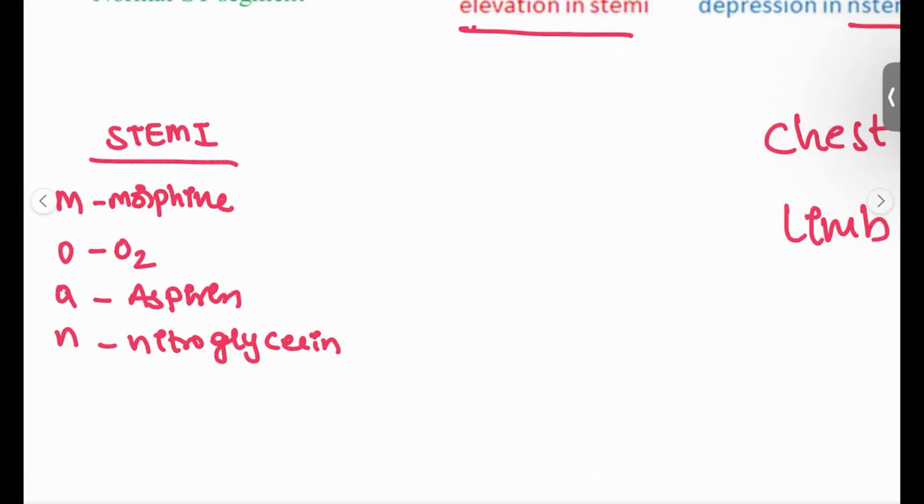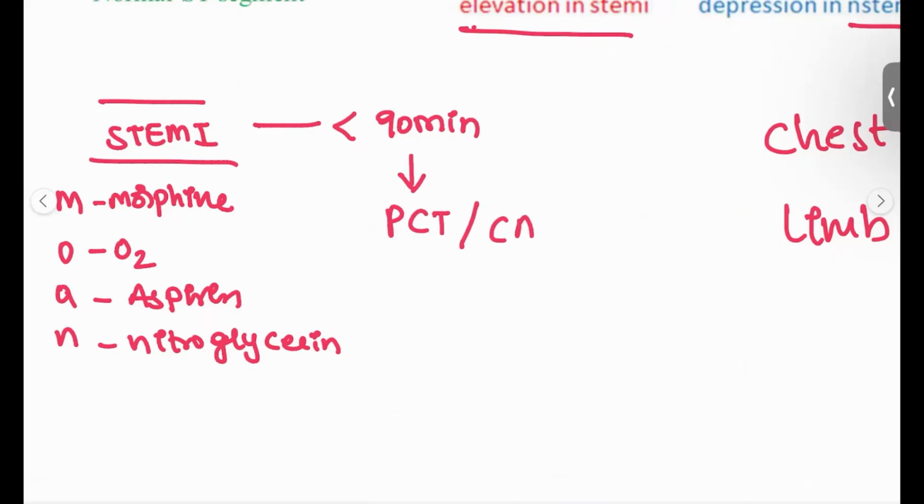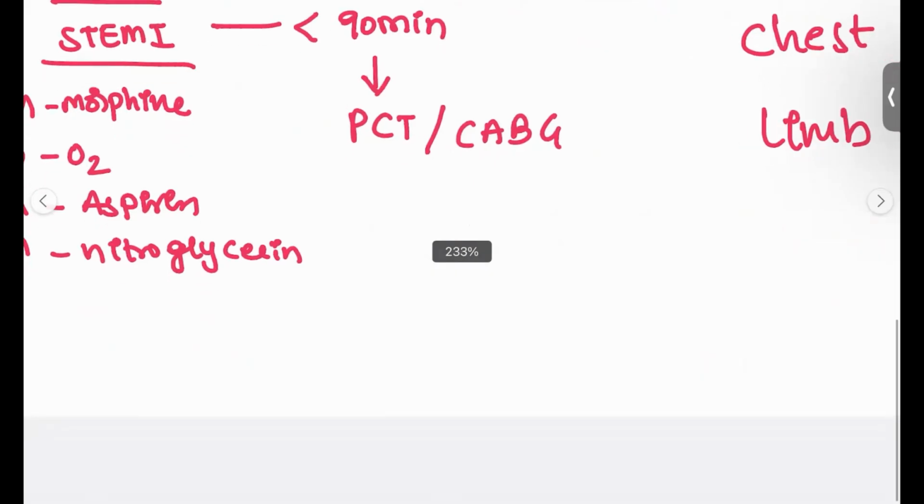So how to do the PCI intervention? Whenever the patient presents with ST elevation, the door-to-balloon time is 90 minutes only. Within these 90 minutes, you have to go for PCI of this patient, or you have to go for CABG. Depending on the angiogram and the patient outcome, you do PCI or CABG for this patient. And how about non-ST elevation?